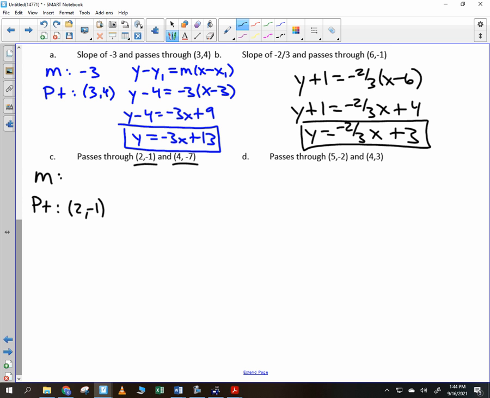I don't know the slope. They didn't tell me. Can I find it? How? Yep, I subtract the y values, negative 7 minus negative 1, divided by 4 minus 2. I get negative 6 over 2 or negative 3.